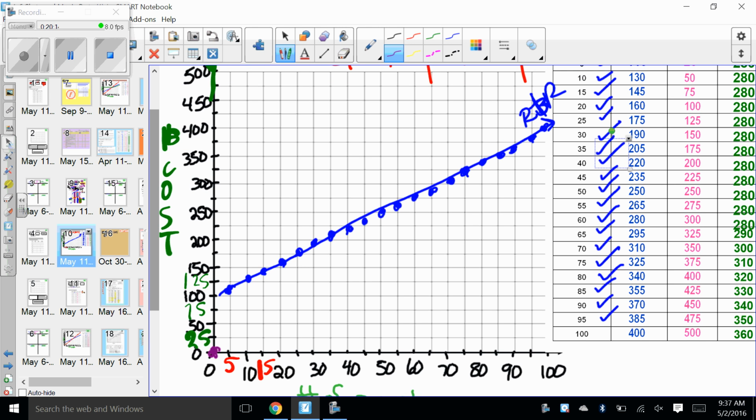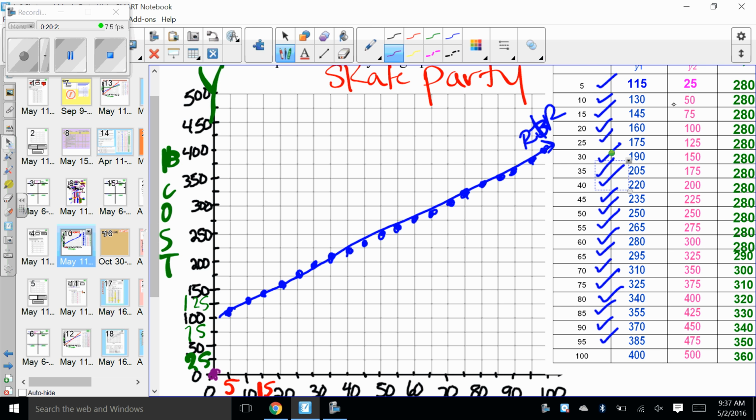This one's going to be a much nicer one to graph because we're going by fives. We're scaling by fives up our y-axis, and it costs $5 per person. So we're going to like this one. So 5 people go, 25 bucks, nice data point there, super sweet. 10 people go, $50. 10 people, 50 bucks, nice data point.